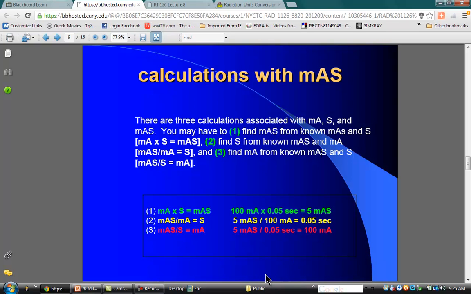Now, when we're working with mAs, as we talked about in the lab, you should be able to figure out any of the three variables, mA, time, or mAs, provided that we have the other two. The calculations are fairly simple. If you want to find the mAs, we're used to this one. It's mA times time. But let's say you wanted to find the time. It's mAs divided by mA. And let's say you wanted to find the mA. It's mAs divided by time.